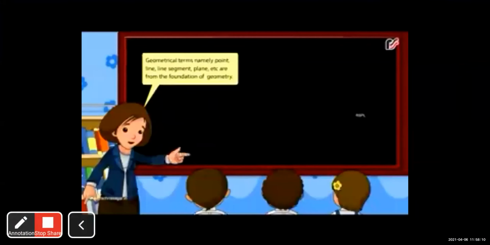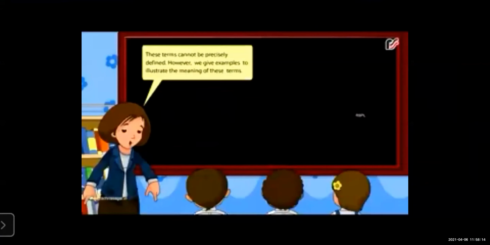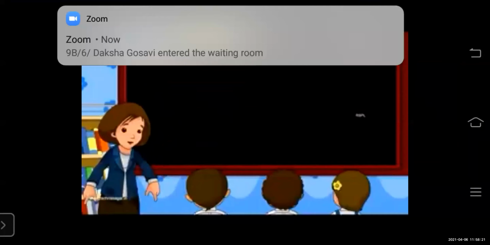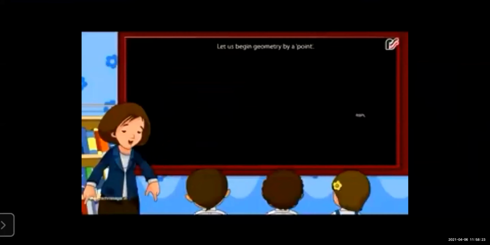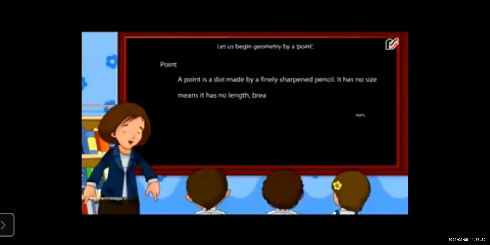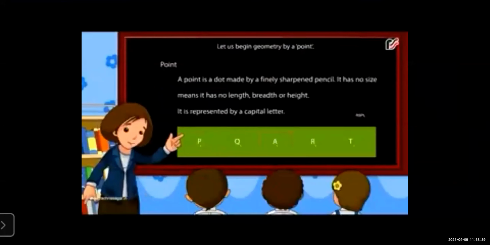Segment, plane, etc. are from the foundation of geometry. These terms cannot be precisely defined. However, we give examples to illustrate the meaning of these terms. Let us begin the geometry by a point. A point is a dot made by a finely sharpened pencil. It has no size, means it has no length, breadth, or height. It is represented by a capital letter. Point P, point Q, point A, point R, point T.